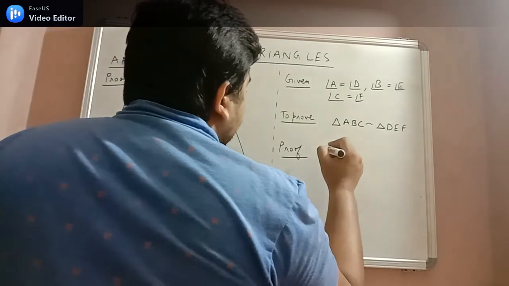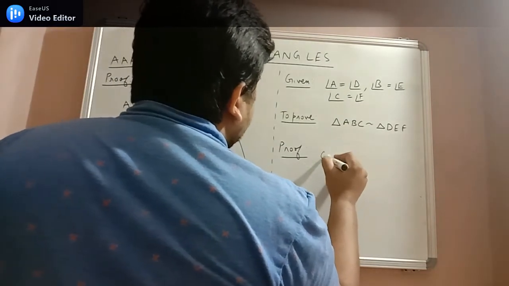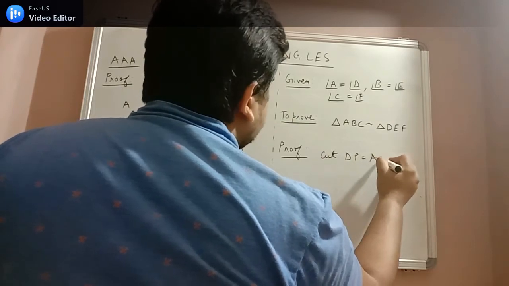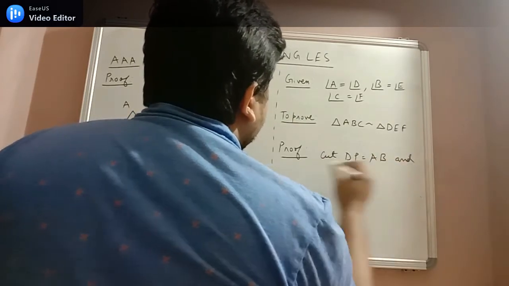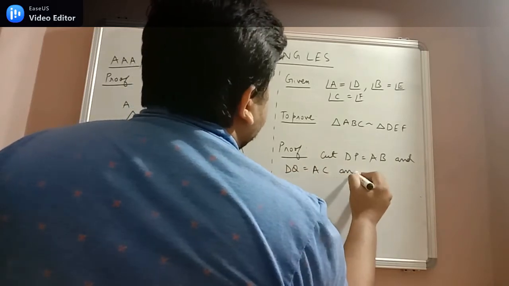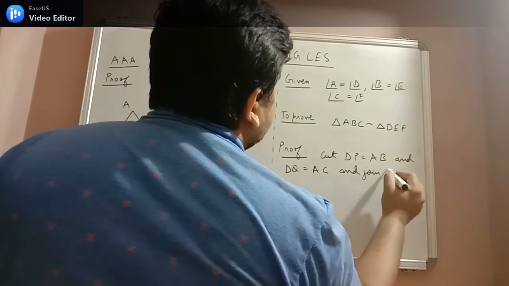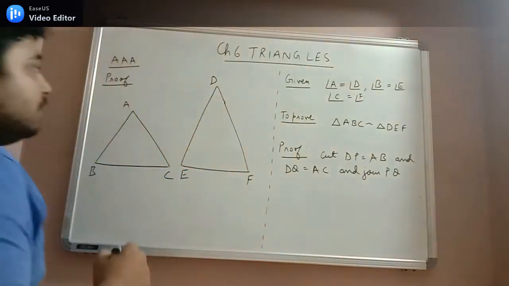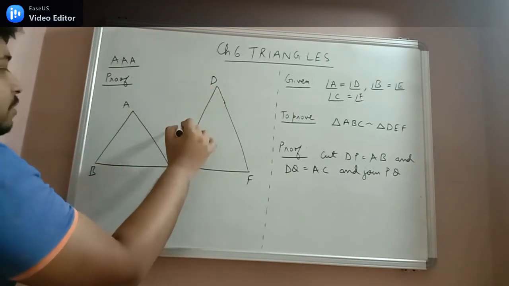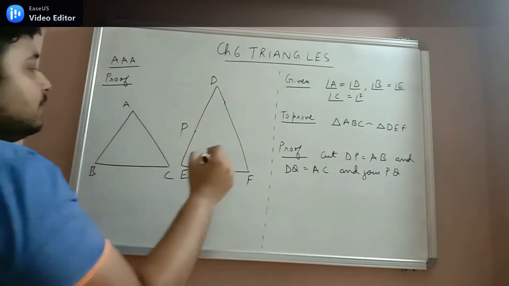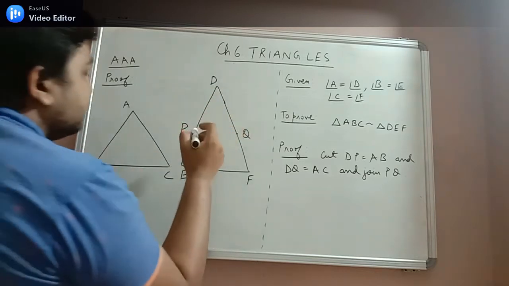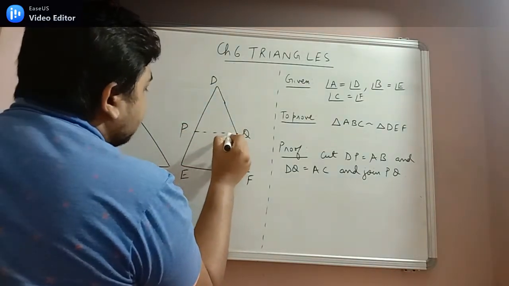In this we need to have a construction. So let's cut DP equal to AB and DQ equal to AC and join PQ.